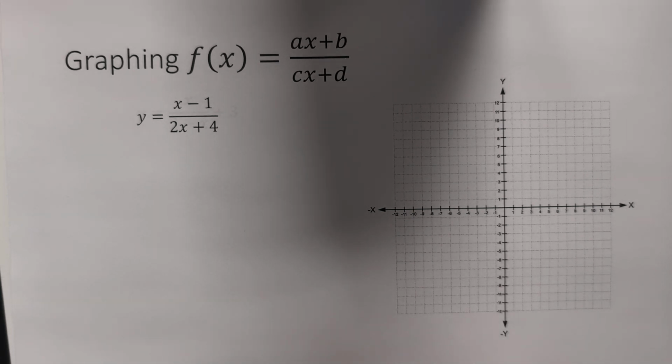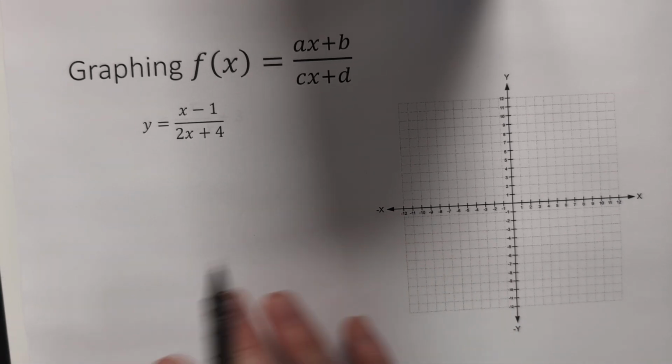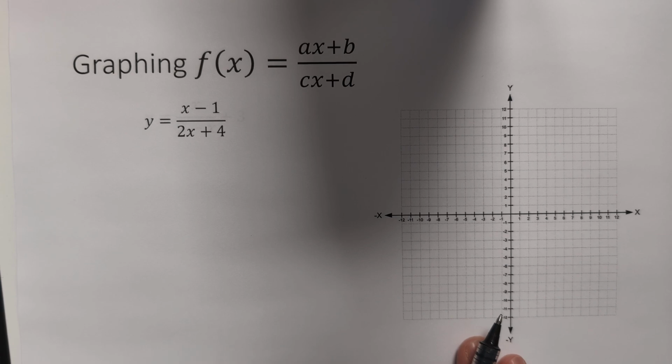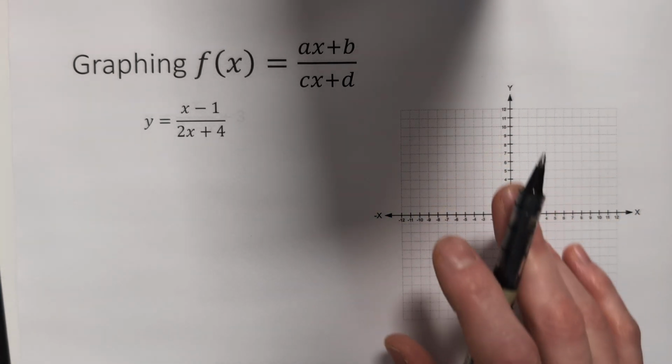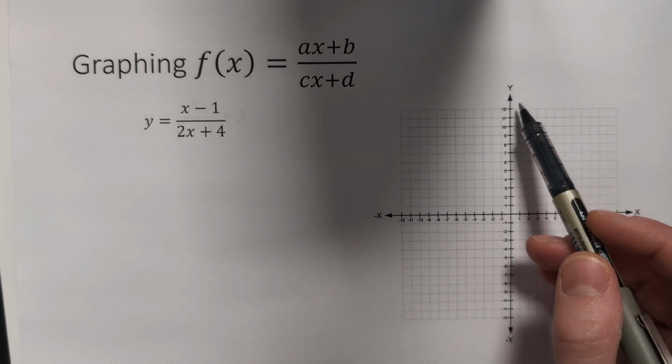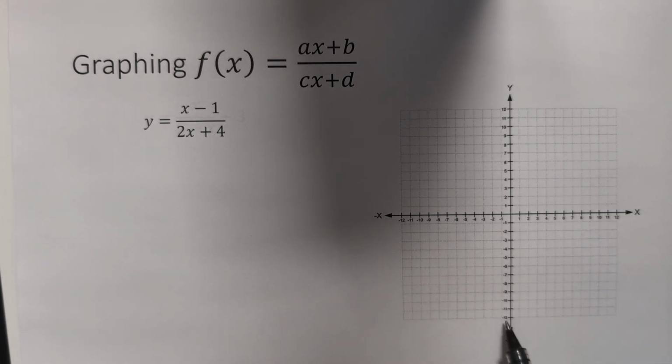Here are a couple examples. The first example, when we graph these, we're going to look at those key features of intercepts and asymptotes, and then remember that rational functions, like reciprocal functions, are either going to have branches in the first and third quadrant or in the second and fourth quadrant.